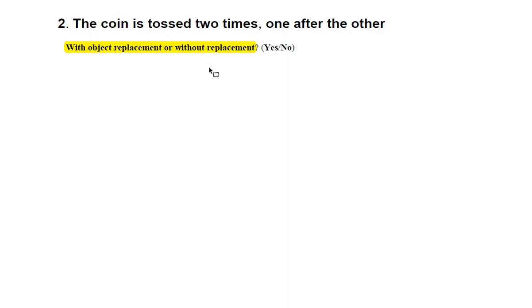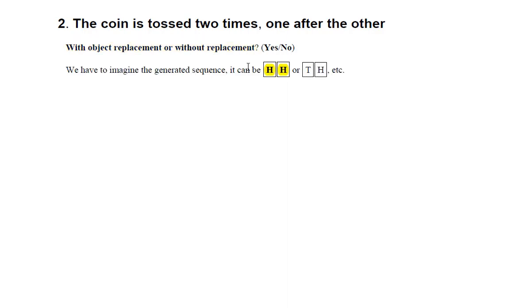To do that, we have to imagine the sequence. What the sequence could be? Because it could either be head and head, or tail and head, or head and tail, etc. So we notice that the sequence may have repeated letters here. So H may repeat and T may repeat. So for this reason, replacement is possible. So now we have replacement.